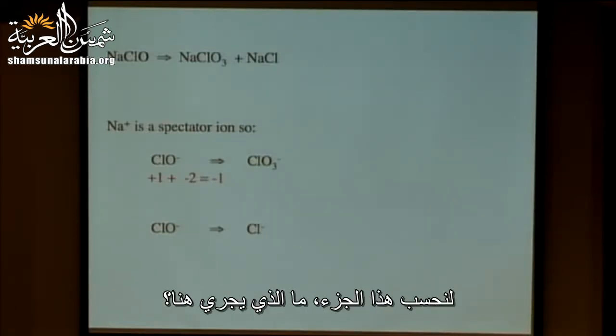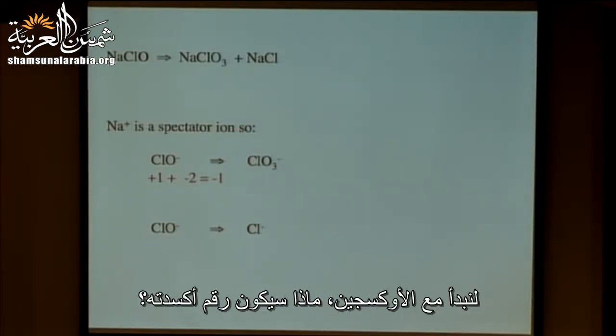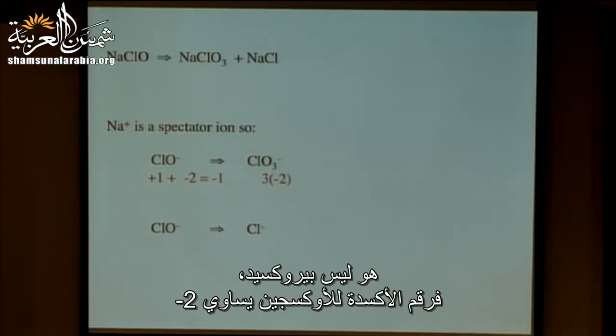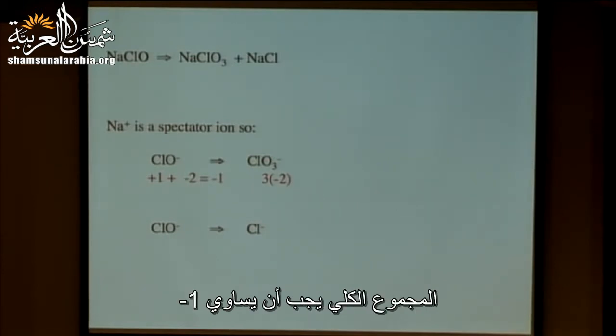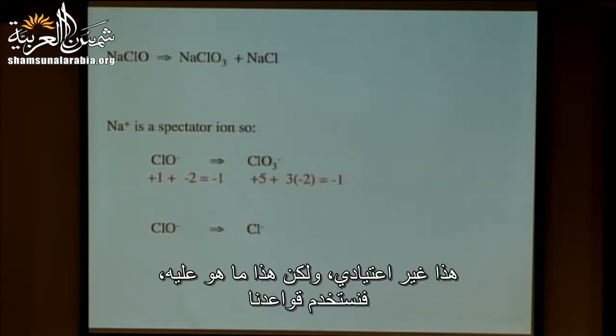All right, so now let's do that side. So what's going on here? Are they going to be similar or different? Let's start with the oxygen. What's that going to be? So we have 3 negative 2s. It's not a peroxide, so it's negative 2 for oxygen. The overall has to be equal to minus 1. So what is chloride here? Plus 5, right. So that's unusual, but that's what it is.